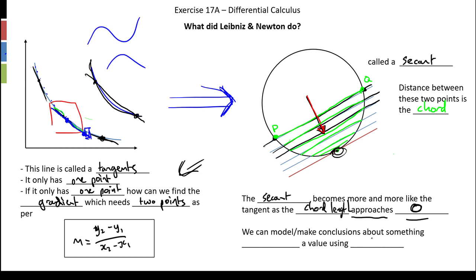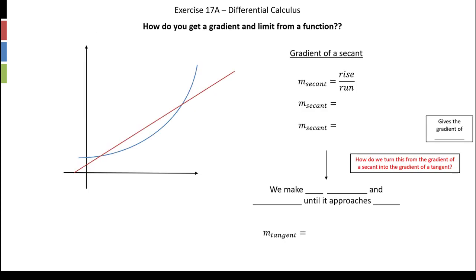We can model and make conclusions about something approaching a value using the mathematics of limits. We've seen that before. We've worked with that. So it raises the question, how do you get a gradient and a limit? Where's the limit in this whole idea of a function? Where can we get this from a function?